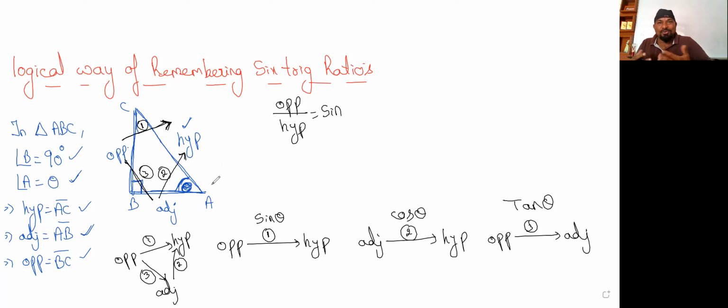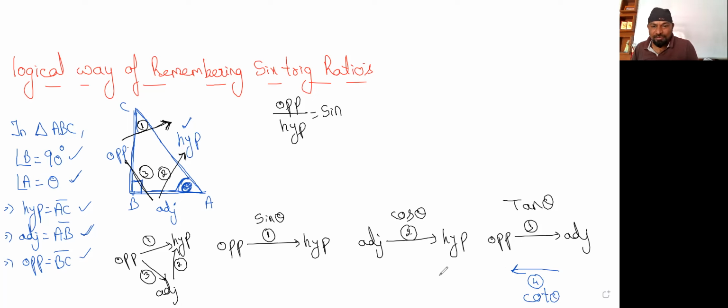Now we are going in the reverse direction. First we traveled from opposite to hypotenuse, next adjacent to hypotenuse, next opposite to adjacent. Now coming in the reverse direction, the mapping is from adjacent to opposite. We call this the fourth relation, which is cot.